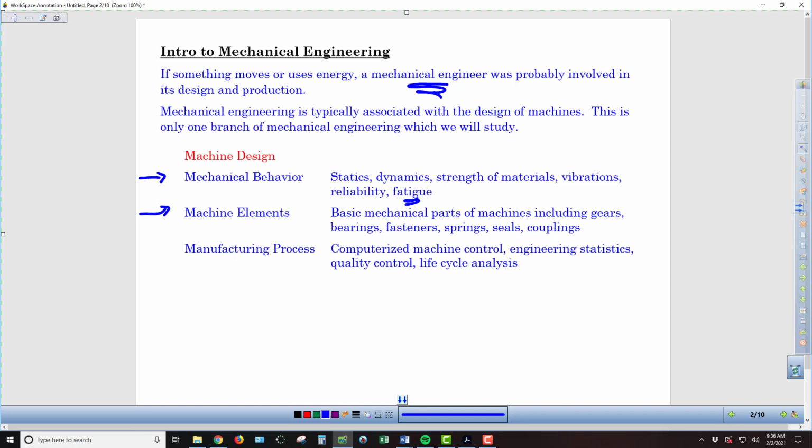There's of course the design of the machine elements, so the basic mechanical parts of gears and bearings and fasteners and everything else is going to be designed by a mechanical engineer. And then there's the manufacturing process, so the monitoring of engineering statistics, quality control for what's being produced in a factory, life cycle analysis. These are all things that are part of the domain of mechanical engineers as well.